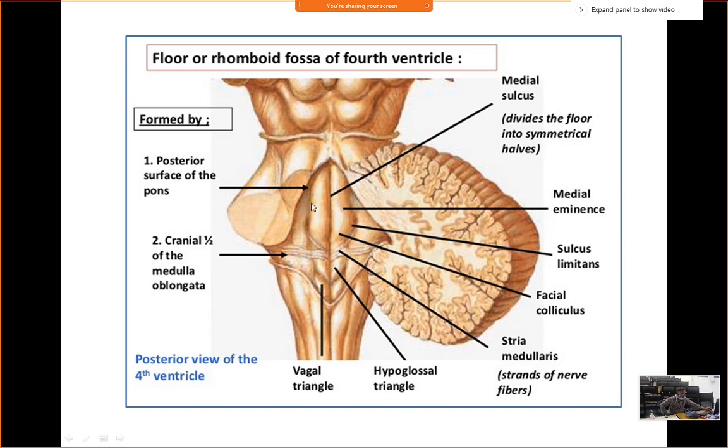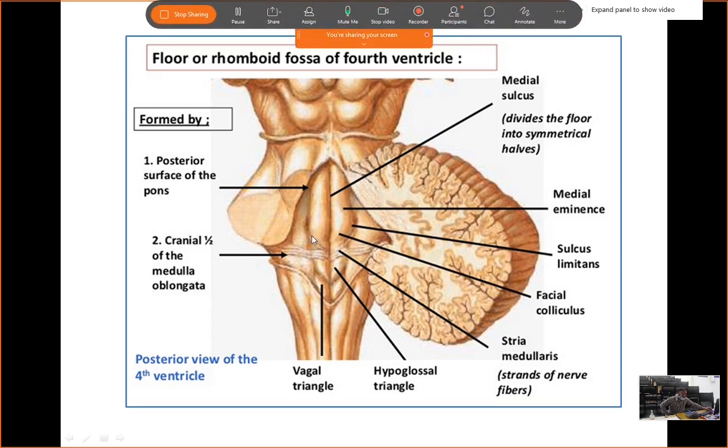Now lateral to this median eminence, it is limited by one sulcus on either side, known as the sulcus limitans. Sulcus limitans means the median eminence is limited by this sulcus, that is why it is called sulcus limitans. Now in the lower part, what will happen? This sulcus limitans runs downward and medially to meet the medial sulcus. Your median eminence in this lower part will be divided into two triangles.